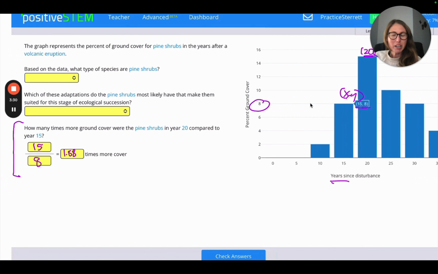So hopefully that will be helpful and hopefully get you thinking a little bit about ecological succession.